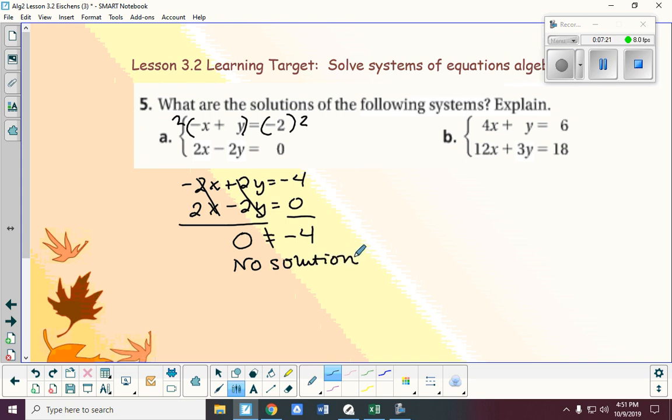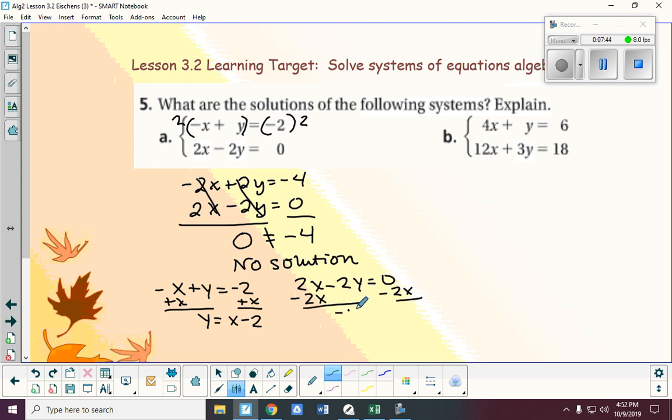Well, let's look at these equations a little more closely. Minus x plus y equals negative 2. Let's solve that for y. So that would be y equals x minus 2. And the other equation, 2x minus 2y equals 0. So again, we'll solve for y, and divide both sides by negative 2. So y equals 1x plus 0.